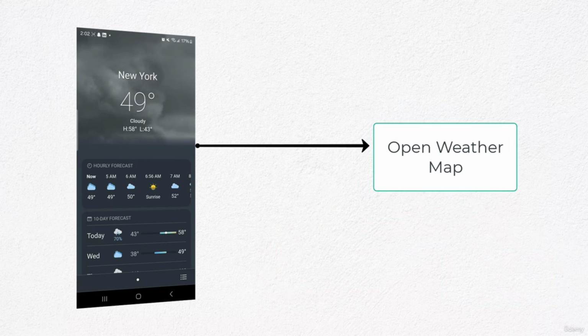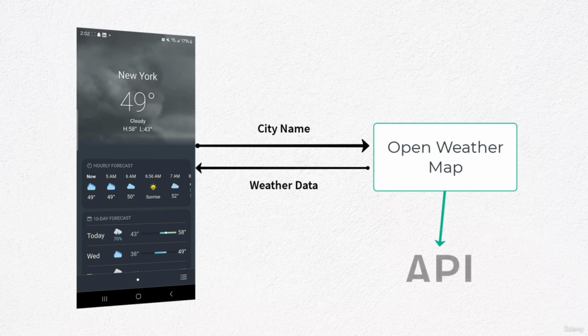So now from our application we are going to pass the name of the city to this platform, and this platform will return us the weather detail of that city. So there will be a communication between our application and this platform, and this communication is possible because of APIs. To achieve that we are going to use the API provided by this platform.